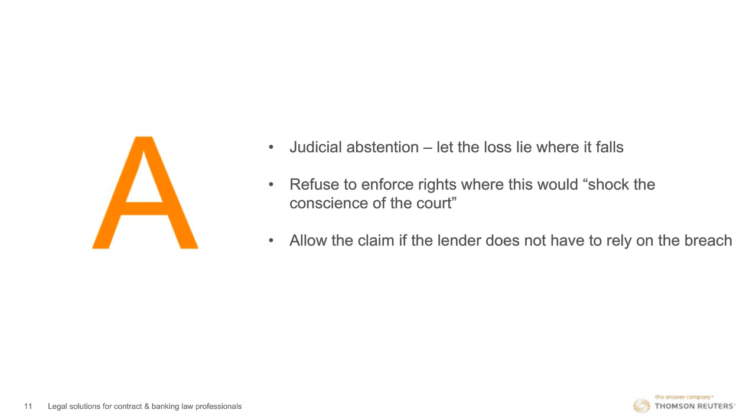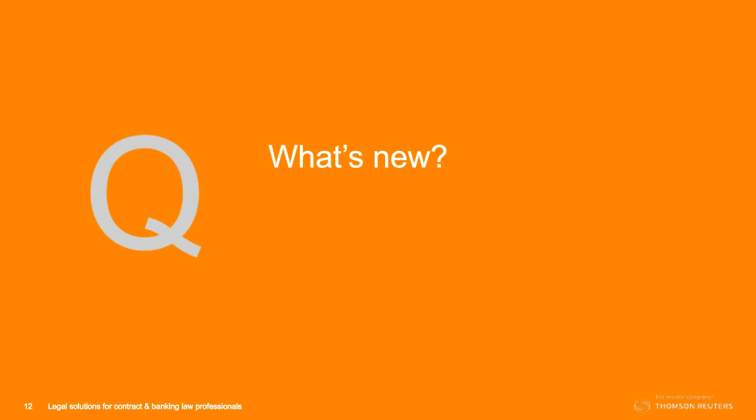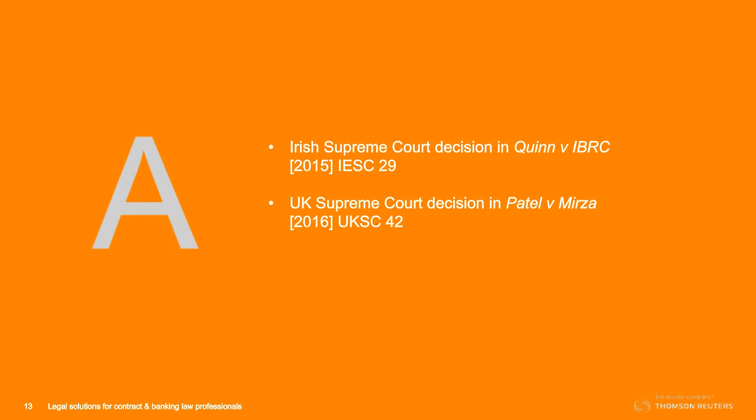It was replaced with a slightly more scientific approach, which was to ask whether the party looking to enforce its rights has to rely on the illegality in order to bring home its claim. So the question there is, is the illegality central to the claim, or does it merely form part of the backdrop? So what are the key developments here? The important developments are two decisions, one of the Irish Supreme Court in Quinn versus IBRC, and the second is a slightly later decision of the UK Supreme Court in a case called Patel versus Mirza.